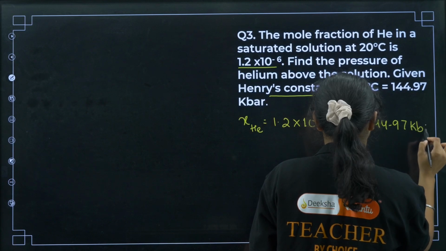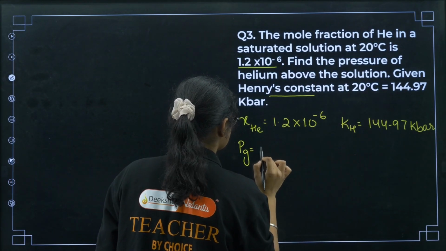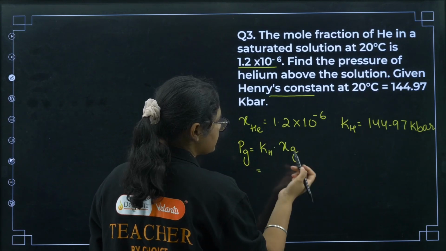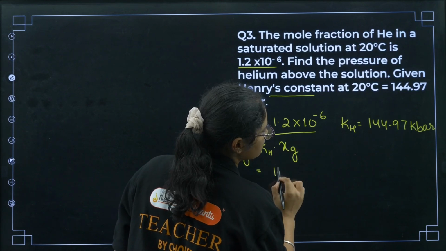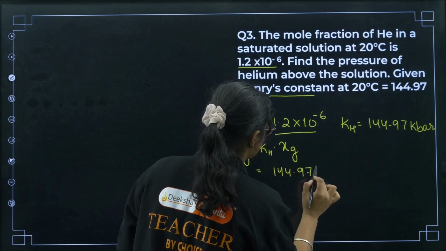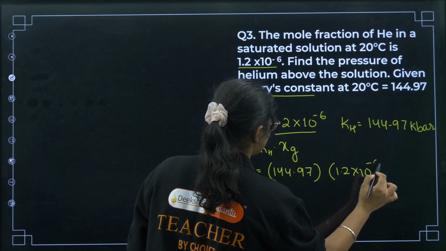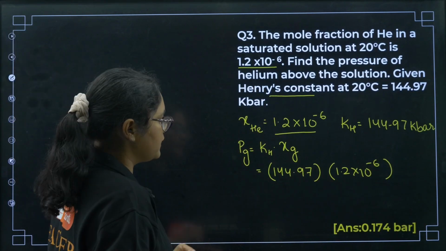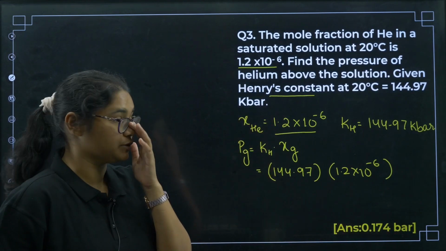144.97 kilobar. Now if I have this formula, P of the gas is equal to KH into the mole fraction of the gas, just substitute. We have this pressure value, we have found the KH value is 144.97, and the XE value is 1.2 into 10 to the power of minus 6. If you solve this, you will get 0.174 bar. So just check the calculation.